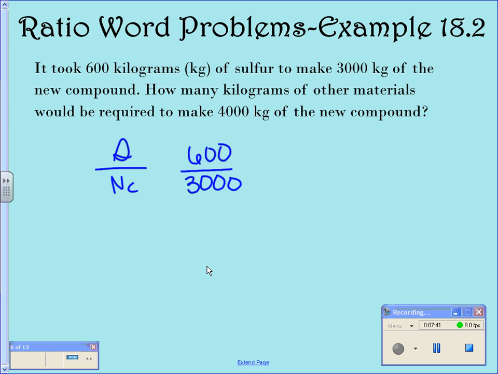Okay? How many kilograms of other materials would be required to make 4,000 kilograms of the new compound? So we're looking for the other materials. You can either change your ratio now, or you can change your amount later. Do you want to change the ratio? It doesn't matter. Okay, so other to the new compound would be what?